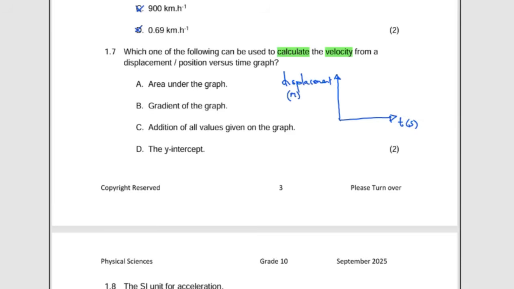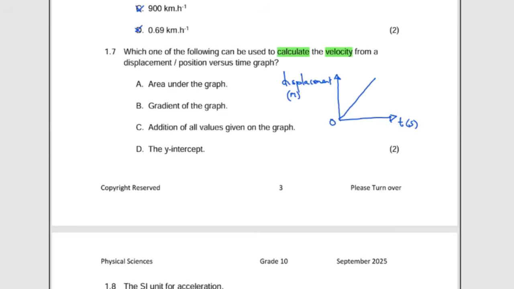So now we are asked which one of the following can be used to calculate the velocity from a displacement-time graph, right? So in terms of this, we are going to say the gradient of the line. So let's say this is the origin 0, then our displacement is increasing like that along the time, right? So we're going to have the gradient of the line, which is what the graph shows there.